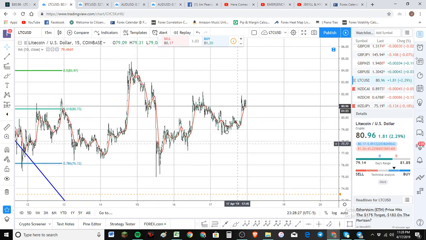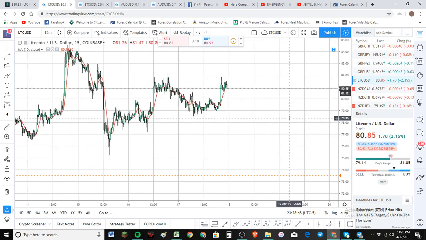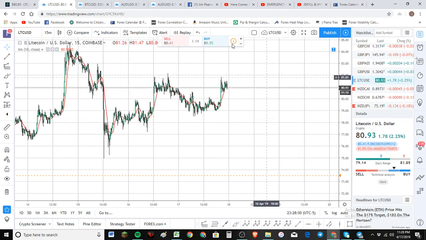I'm looking for it to break down because my count is that this is a one wave, followed by a two wave. So what we've just done is made a one, and this is a two. Now we've got a three to make four, and then five coming down. So I'm expecting tonight or tomorrow we're going to have a sell-off in Bitcoin and in Litecoin. We'll see what it looks like in tomorrow night's video.